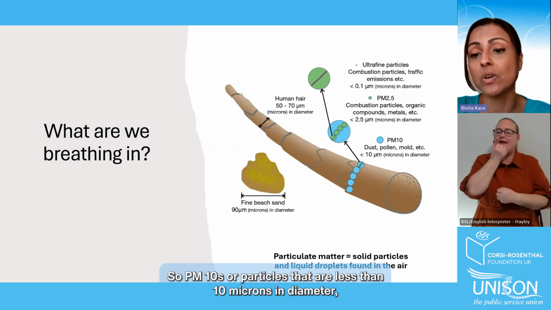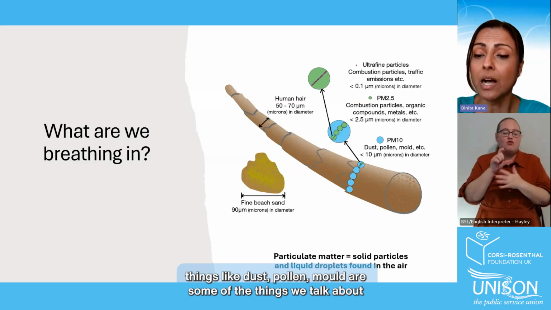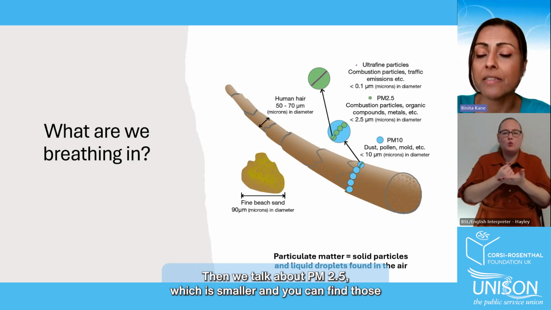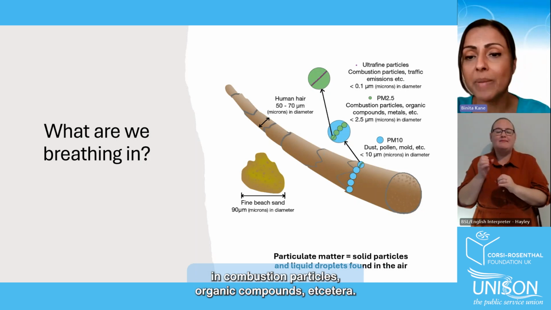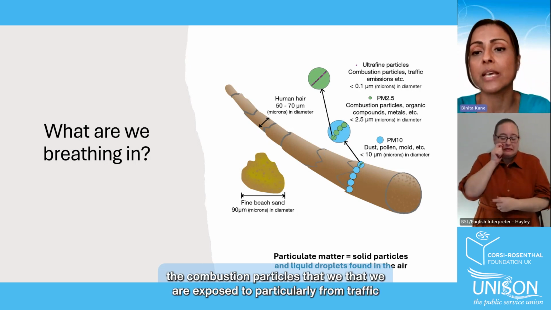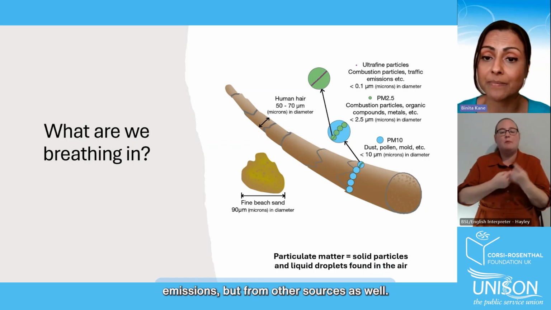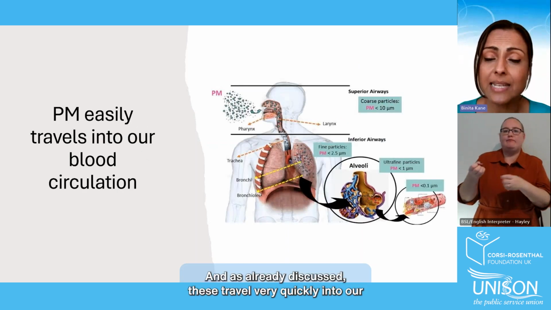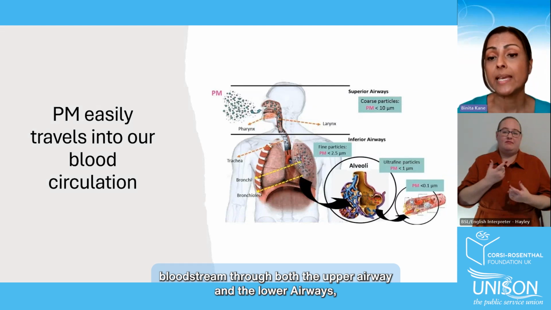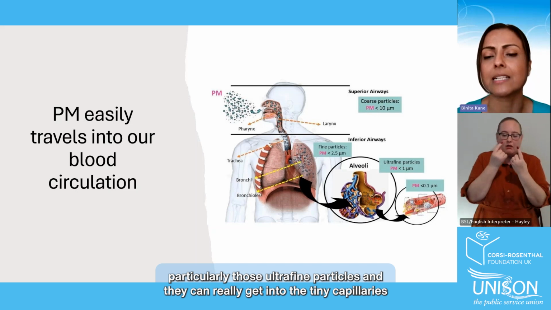So PM10s, or particles that are less than 10 microns in diameter, things like dust, pollen, mold, are some of the things we talk about. Then we talk about PM2.5, which are smaller, and you can find those in combustion particles, organic compounds, etc. And then there's the really tiny ultrafine particles, the combustion particles that we are exposed to, particularly from traffic emissions, but from other sources as well. And as already discussed, these travel very quickly into our bloodstream through both the upper airway and the lower airways, particularly those ultrafine particles, and they can really get into the tiny little capillaries.